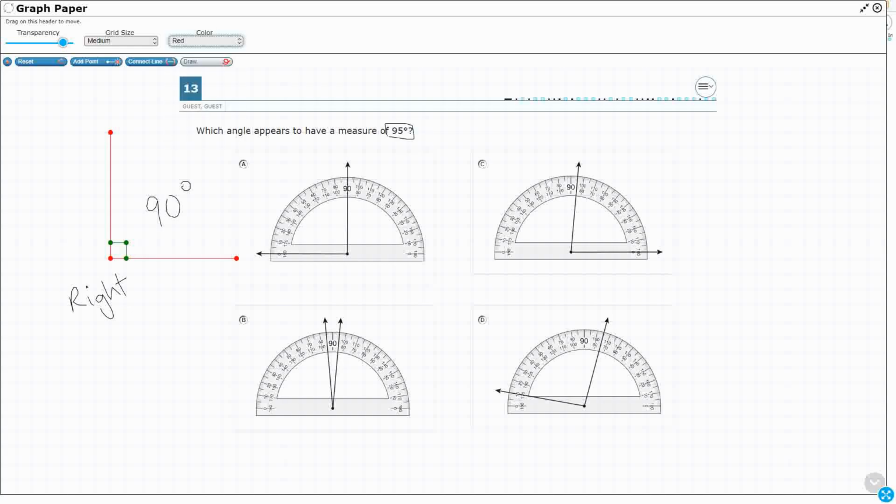And if we look at A, okay, that looks close. C looks close. D probably looks close. It's a little bit tilted, but look at B, right? B does not look close at all. Now, how are we going to measure B to eliminate it?